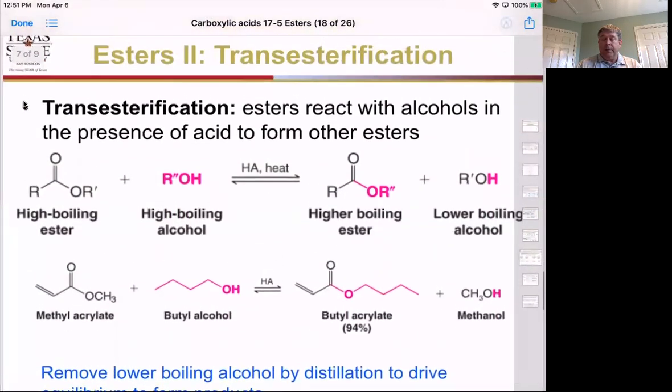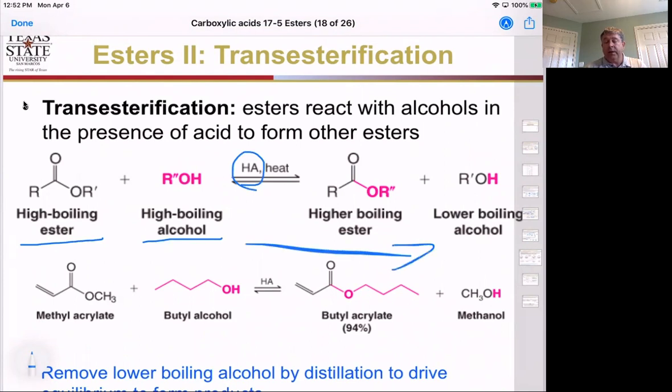Okay, so there's another reaction we can do. If we can convert the carboxylic acid to the ester, and we can convert the ester to an amide, we can also convert one ester to another ester. The key to doing this is if we have a high boiling ester and a high boiling alcohol, and we add an acid catalyst right here, we can drive the reaction in this direction by having the lower boiling alcohol boil out of solution.